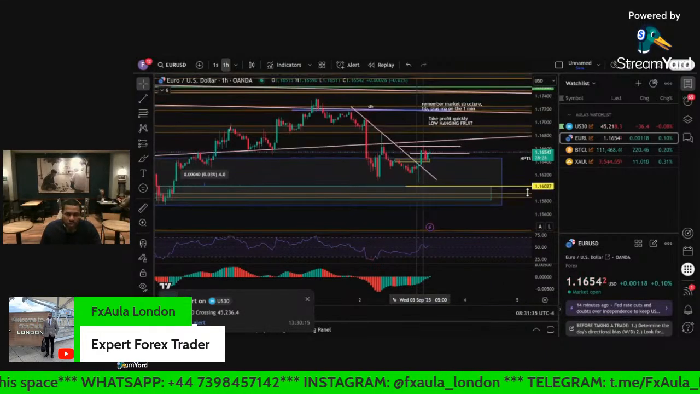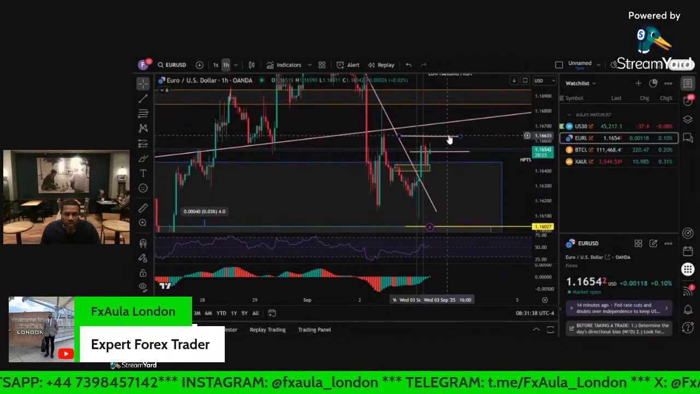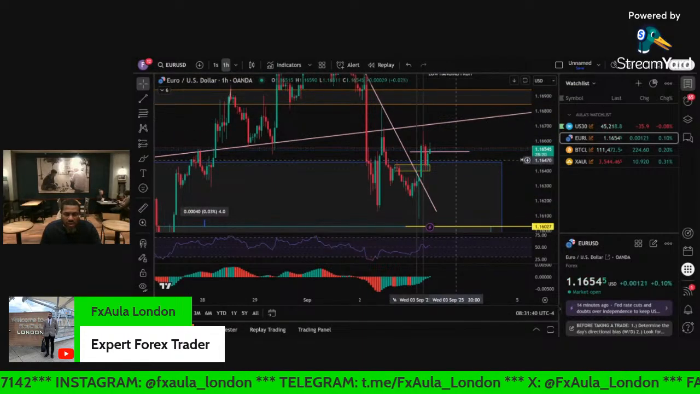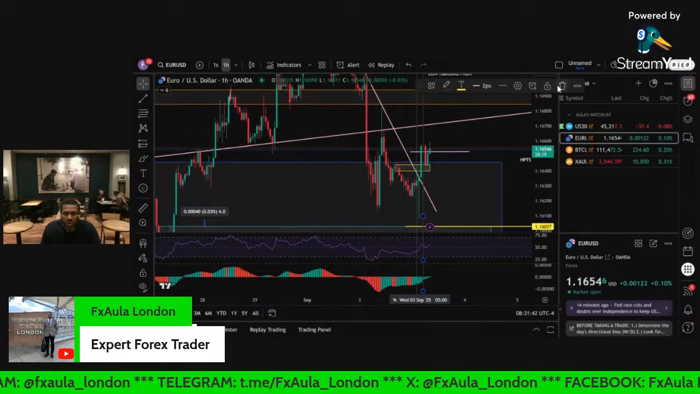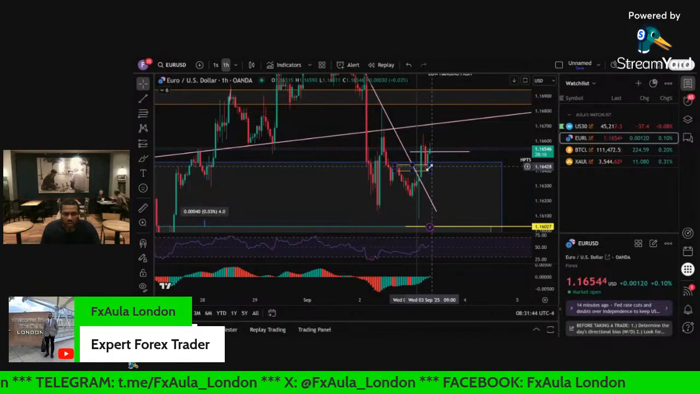So now I'm looking at EURUSD. I'm looking for internal range liquidity. My chart is a little bit cluttered because I did some annotations earlier this morning.